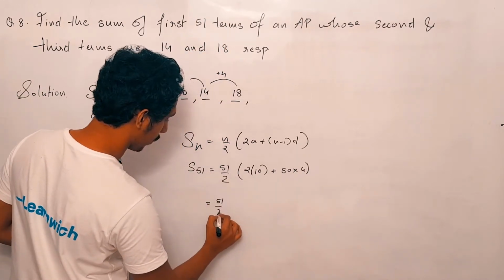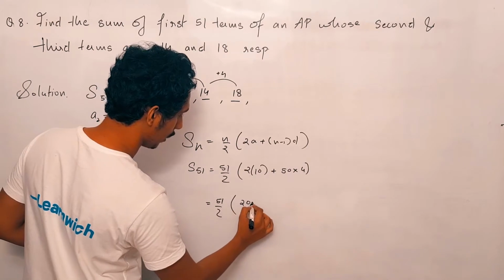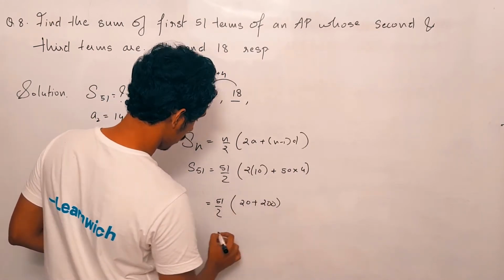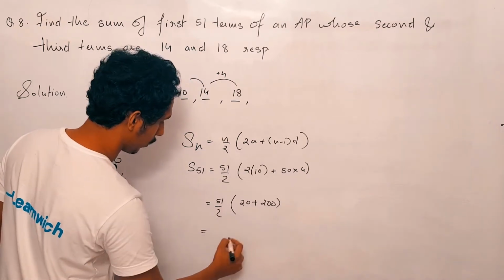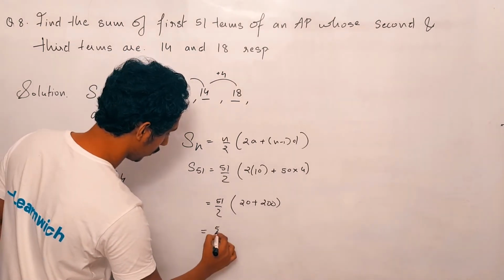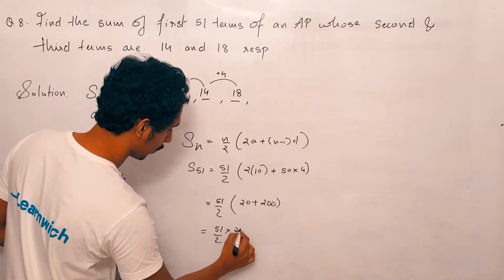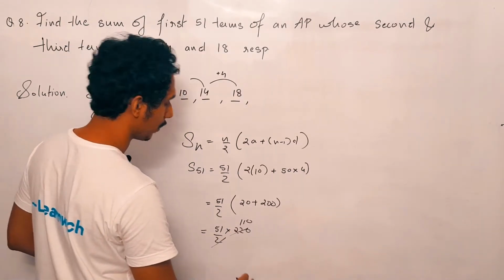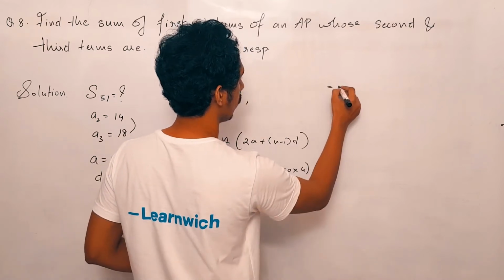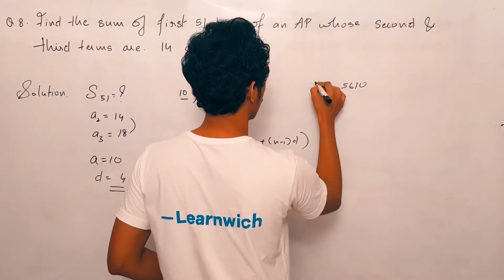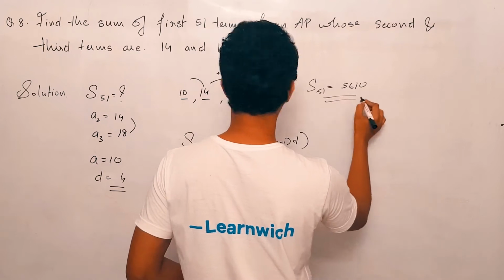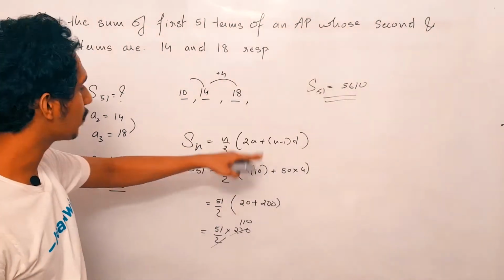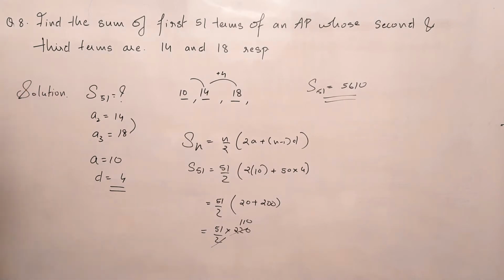So that will be 51 by 2 into 20 plus 200. So this is 220. If you cut it, 51 by 2 into 220 becomes 110. What is 51 into 110? It is 5610. S51 is equal to 5610. The answer is pretty simple. I guess I didn't have to do this question actually, but it was a very simple question. Please note it down. Let's go to the next one.